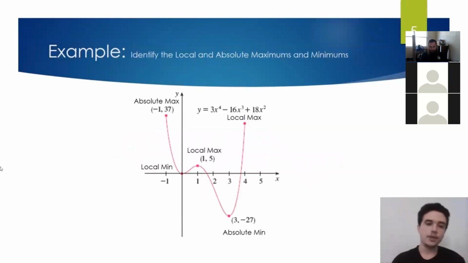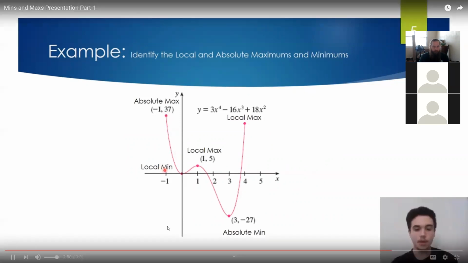So we have here a quick example. Identify the local and absolute maximums and minimums. So when we look at this graph, we can see here, you can get that the highest point right here, (-1, 37), is the absolute maximum. 37 is the highest y value of this coordinate, so it's the absolute maximum.